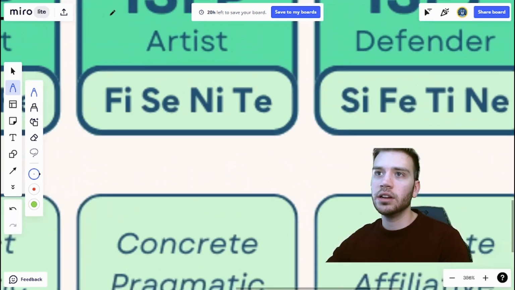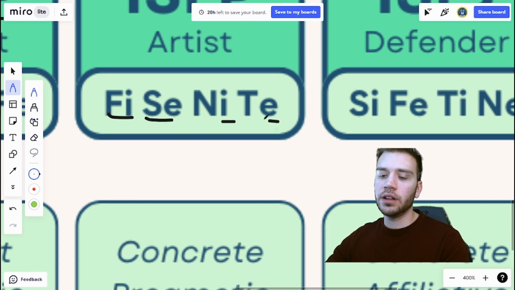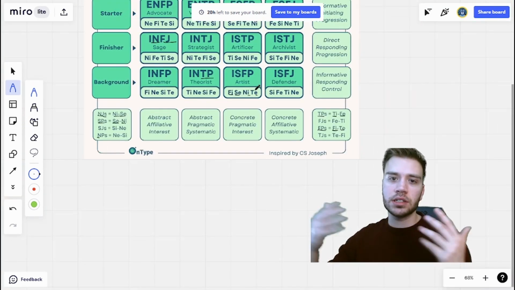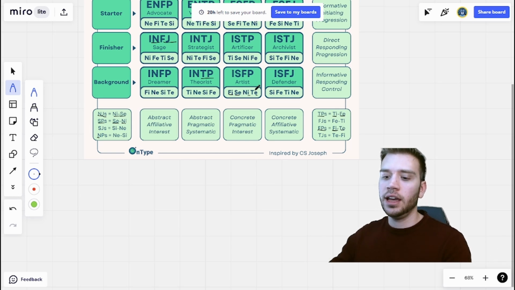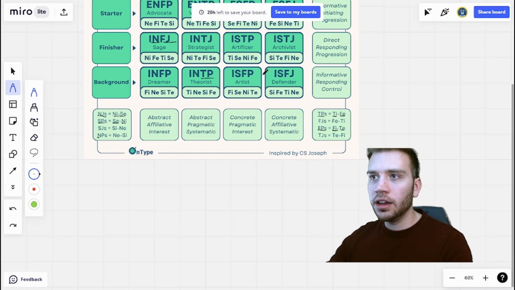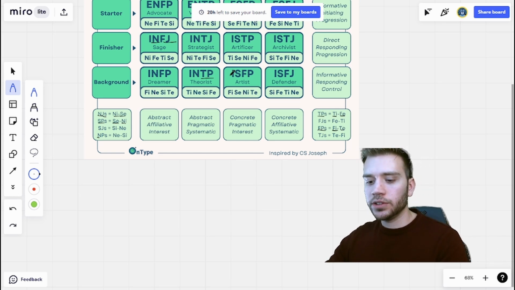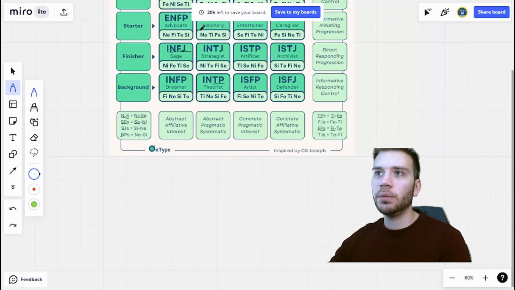You can also just look right here. We have the first four in order. Shadow is just those flipped. So if you know Fi, Se, Ni, Te, you know Fe, Si, Ne, Ti as the fifth to eighth. So that's a little bit of a cheat code if you're looking for shadow.